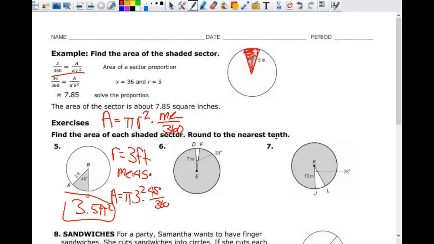Because it's an area. Areas are always squared. Also, it's squared because look at the radius. Radius squared. Area is always squared. Volume is always cubed. To the third power.